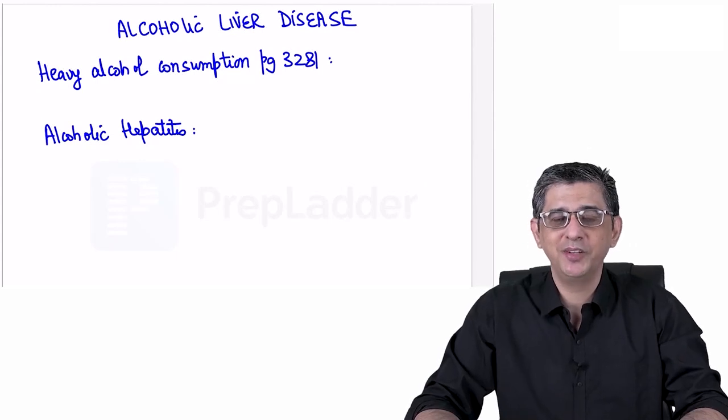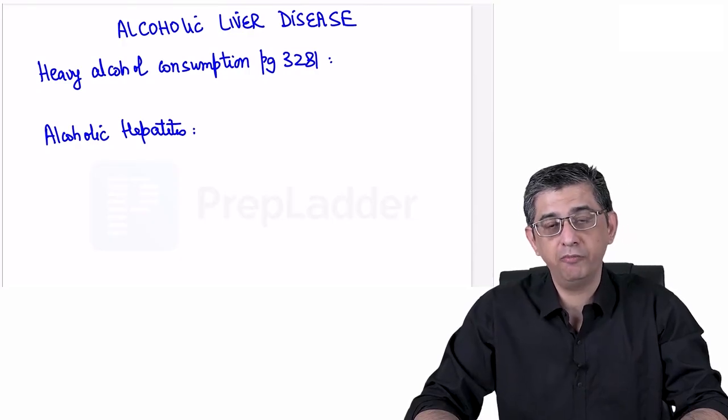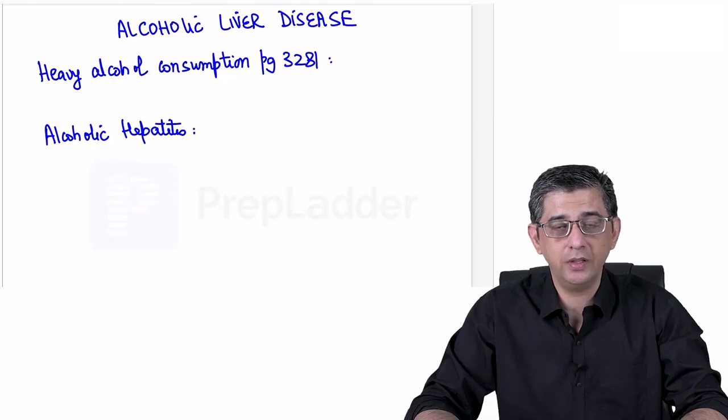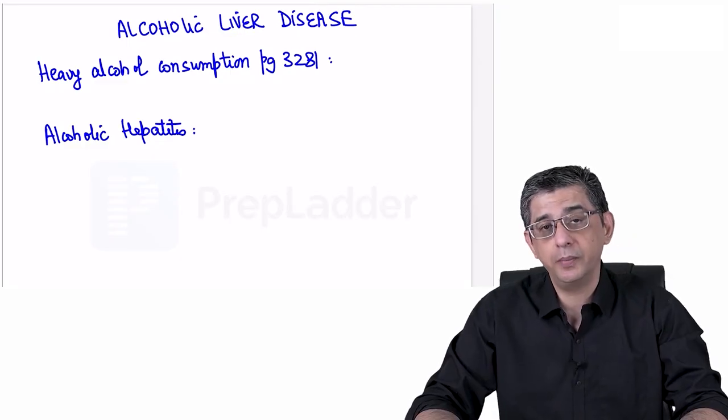Hey guys, welcome back. The next topic we're going to study is alcoholic liver disease. I'll be describing the spectrum ranging from fatty liver to alcoholic hepatitis and then the development of alcoholic cirrhosis. If it decompensates, the patient will go into portal hypertension.